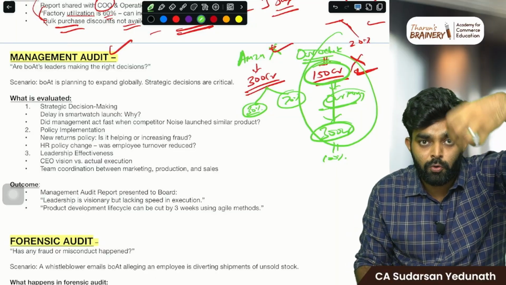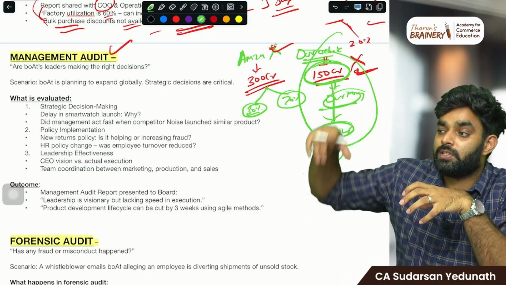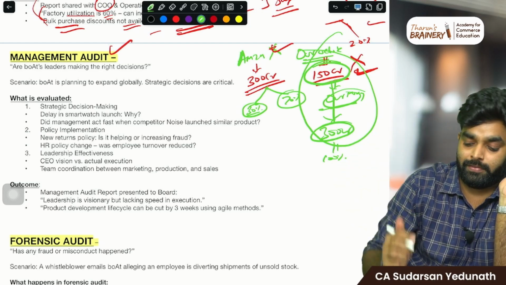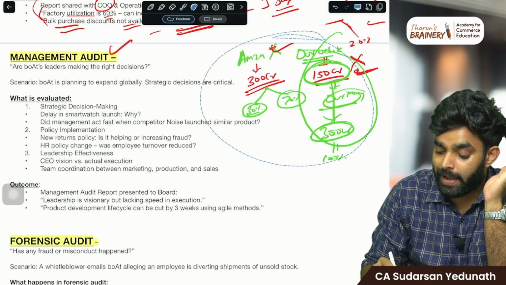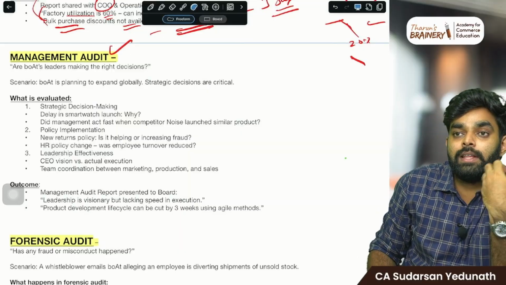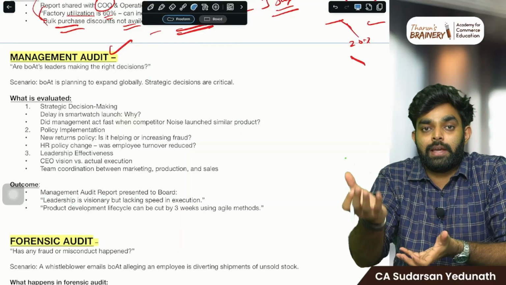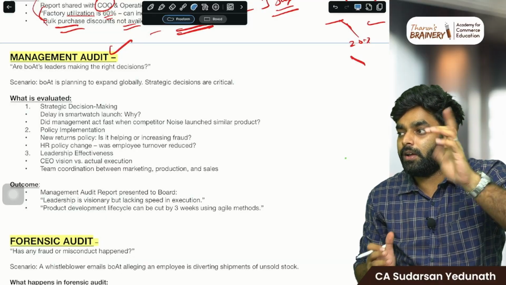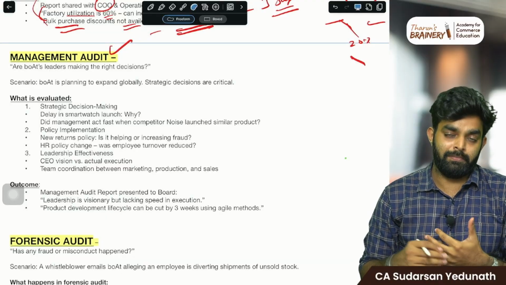Different things. So the management auditor is a person who needs to check whether these decisions taken by the management are correct or not. What was the impact of their decisions? Could they have taken this decision in a better way? What would have been a better impact? All these things are checked by the management auditor.